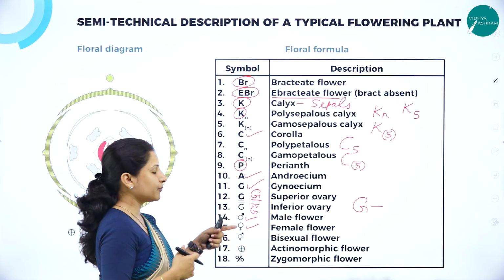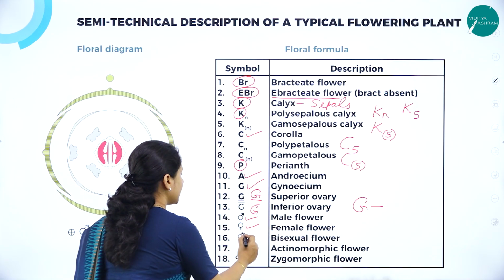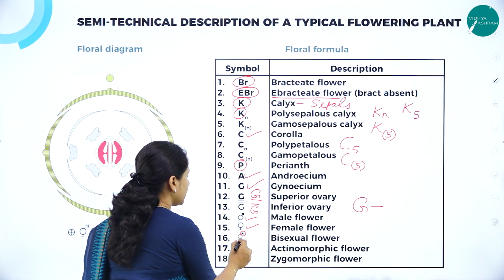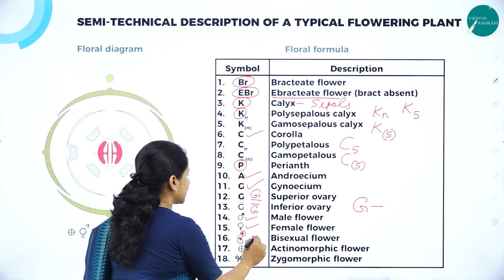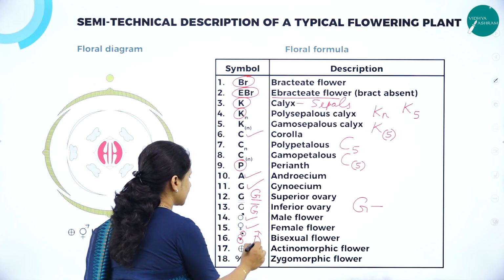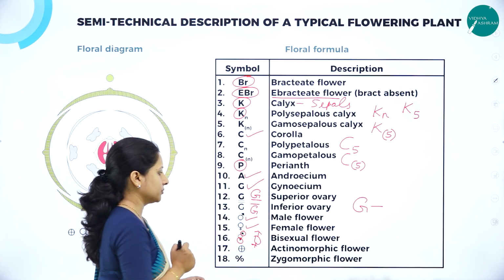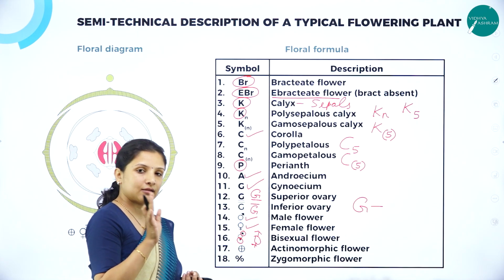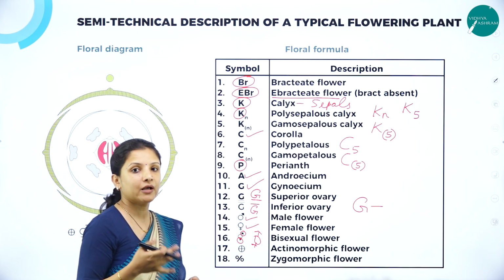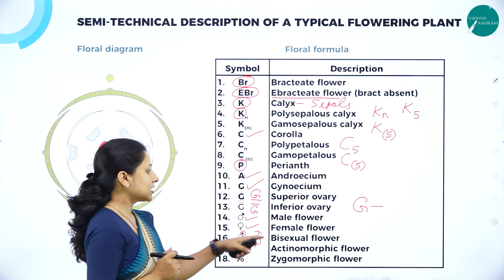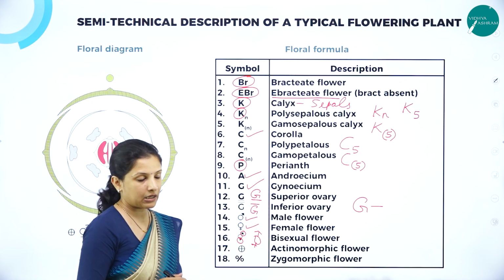So here, next, talking about the bisexual flower wherein the male is also depicted and the female is also depicted. Therefore, it is written with a circle and the arrow mark at the top and the plus symbol at the bottom. So it is a bisexual flower, meaning in the same flower, both the male and the female reproductive structures are present. Next, talking about the symmetry of the flower.